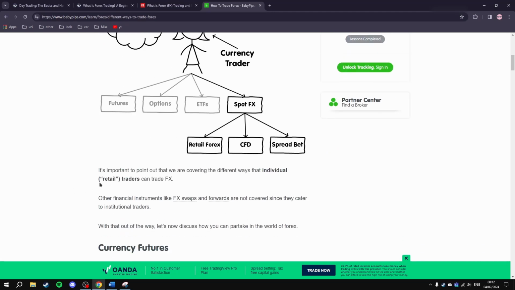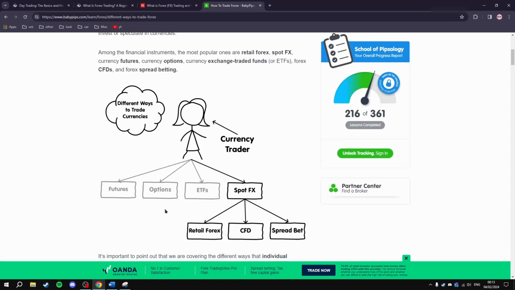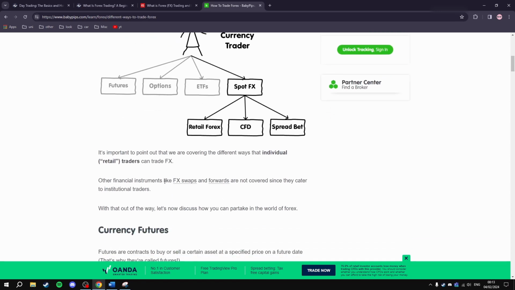It's important to point out that we are covering the different ways that individual retail traders can trade FX. Other financial instruments like FX, swaps and forwards are not covered since they cater to institutional traders. With that out of the way, let's now discuss how you can partake in the world of Forex.